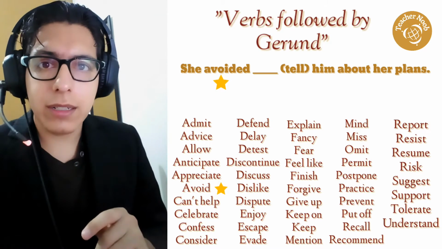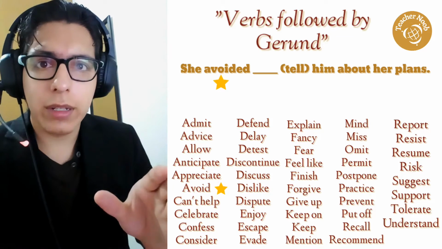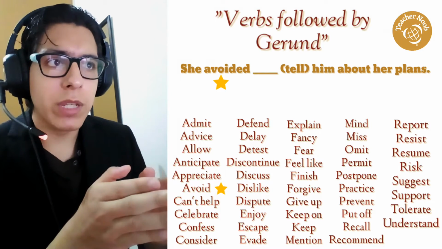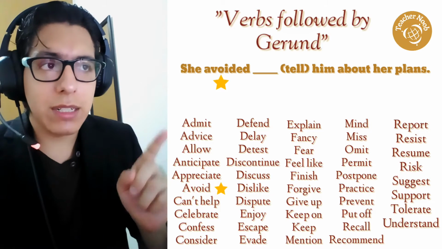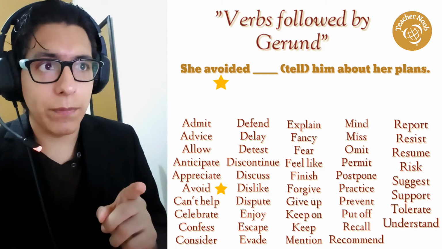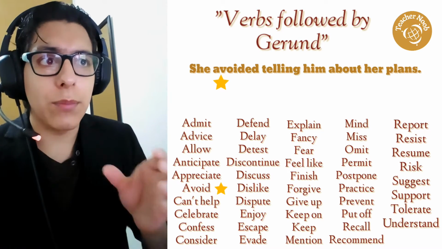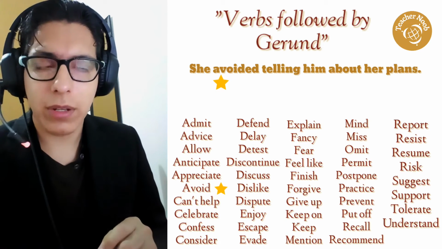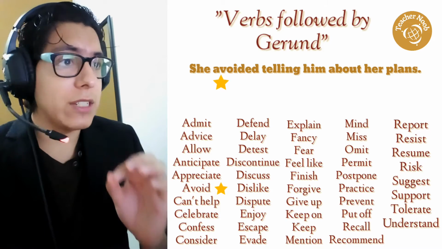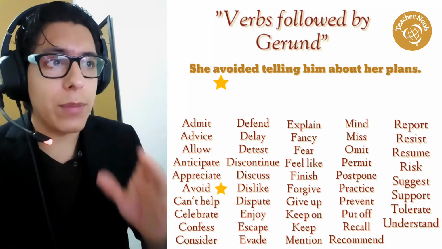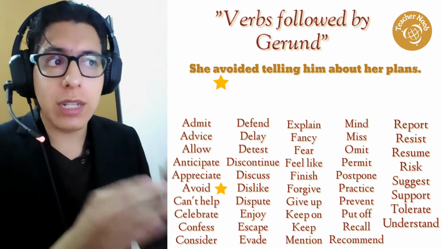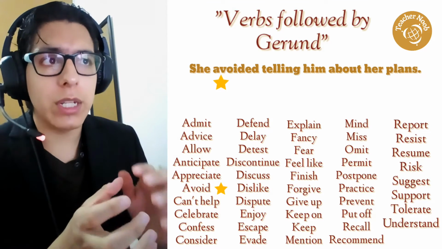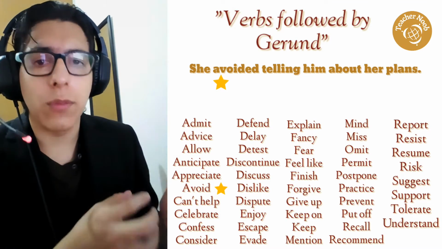As you can see in the list, the verb avoid is part of the ing form, the gerund form. So that means that the verb in brackets is going to be in ing form. The correct way is she avoided telling him about her plans. Be super careful about this, because if you say she avoided to tell him, it is grammatically incorrect, because the construction says this is the correct way.